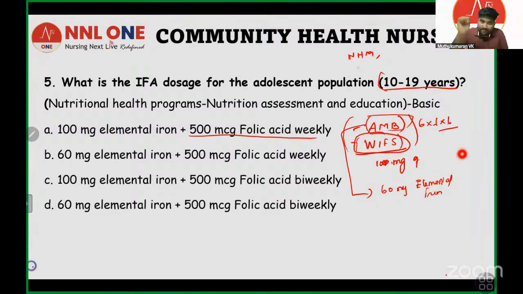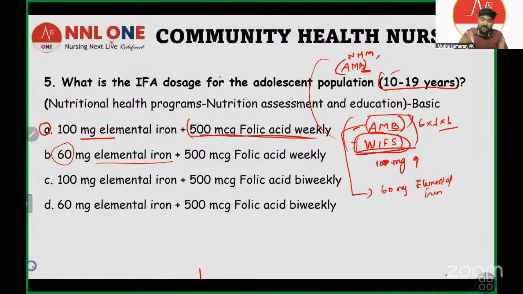If they mention Anemia Mukt Bharat, please be clear: we have to give 60 mg of elemental iron and 500 mcg of folic acid. But if they mention the weekly iron and folic acid supplement under National Health Mission and ask specifically about this, then it is 100 mg of elemental iron plus 500 mcg of folic acid. So this is the difference you have to identify and answer. First and foremost, identify the keyword in the question. Then, if you have confusion, you can go ahead.